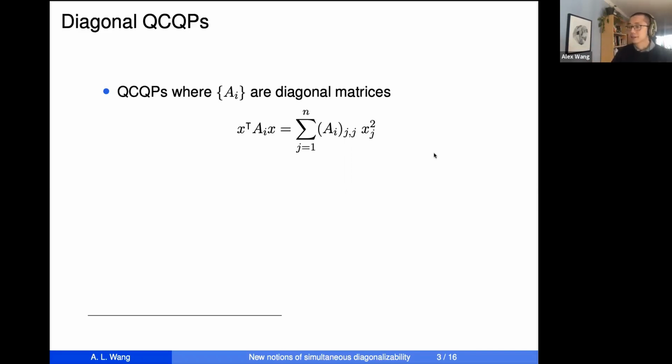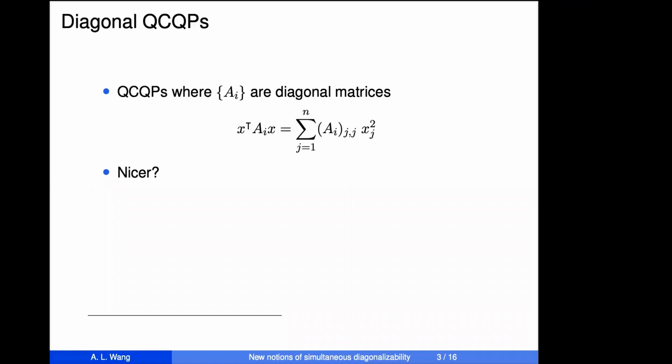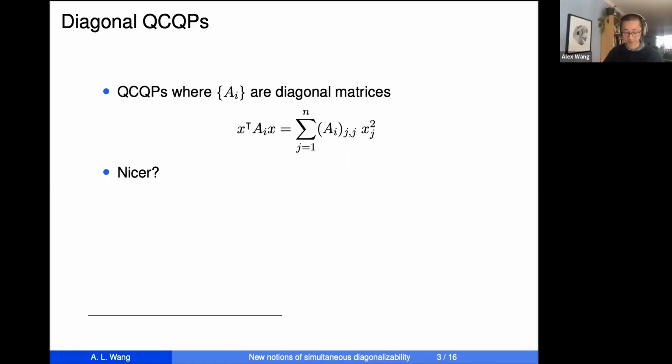Before I tell you in what ways they are nicer, I'm going to first qualify the statement a little bit, because they aren't nicer in any broad complexity theoretic sense. We can still capture NP hard problems as diagonal QCQPs. In particular, binary programming can easily be rewritten as a diagonal QCQP.